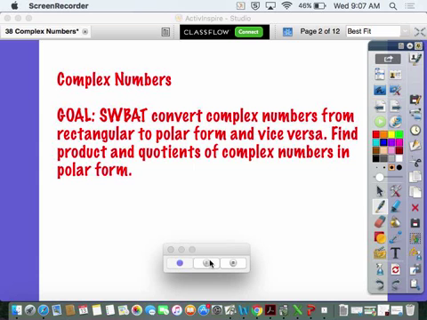So, complex numbers. Today, you guys are going to be able to convert complex numbers from rectangular form to polar form and vice versa. Okay, that's why complex numbers is with the whole polar coordinates concept. And then you're also going to be able to find the product and quotient of complex numbers in polar form.